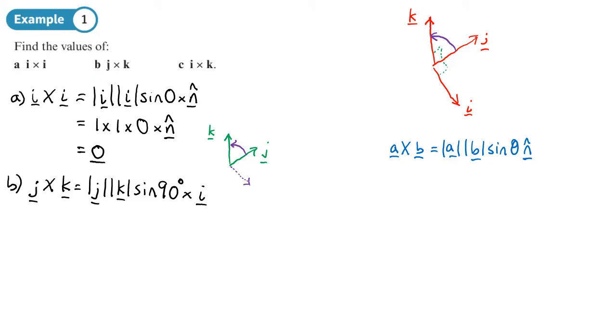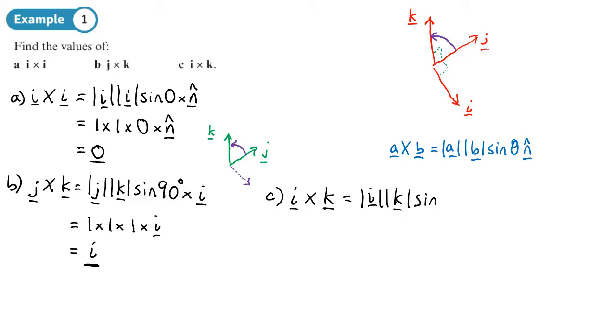So if we work that out, that's basically going to be 1 times 1, the length of j and k, times sine 90. Sine 90 is 1, times i. So all we are left with is the vector i. Then we'll move on to the last one, i cross k. So that's going to be the length of i times the length of k times, well, looking at my diagram at the top, i and k, although it doesn't look it, they are perpendicular.